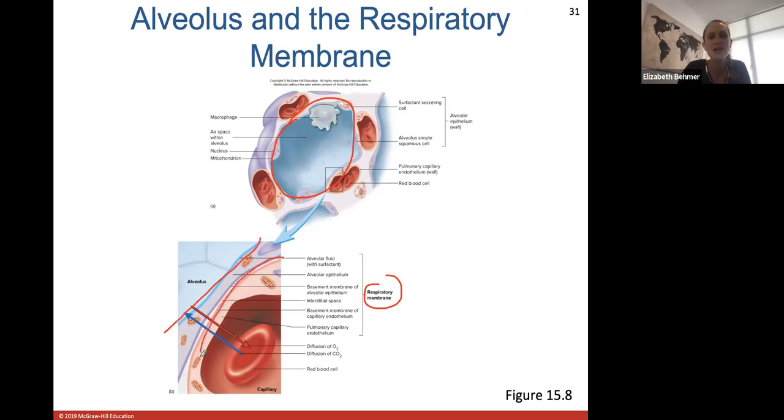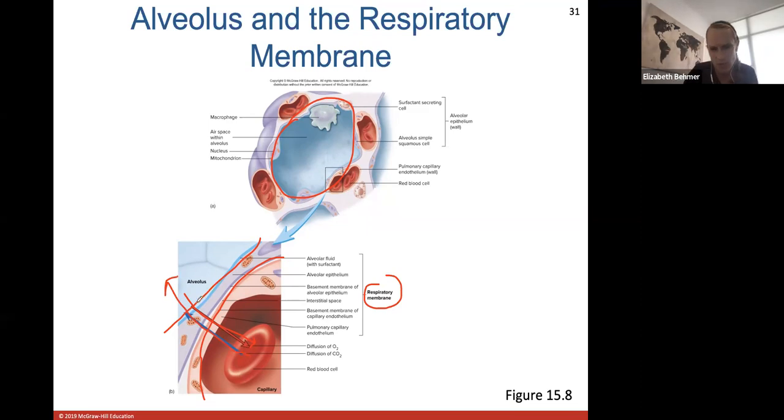So we see here a red blood cell, and we show how oxygen travels from the alveolus, the air, into your red blood cells, and how carbon dioxide, which is a waste product that your cells need to get rid of, travels from your red blood cells out into the alveolus. So that carbon dioxide can eventually be exhaled as waste.